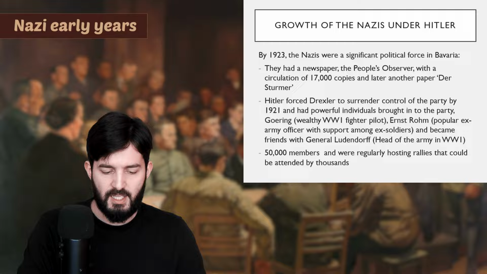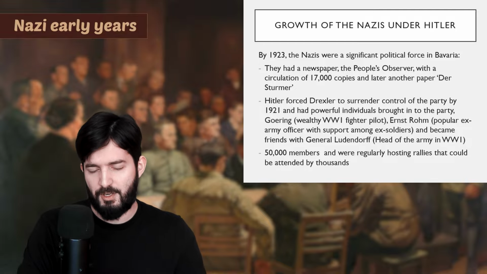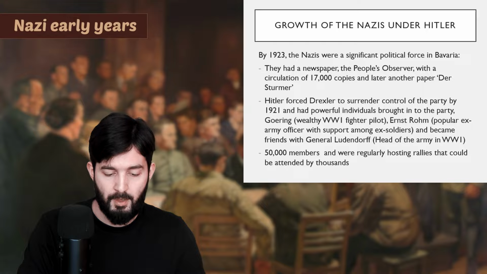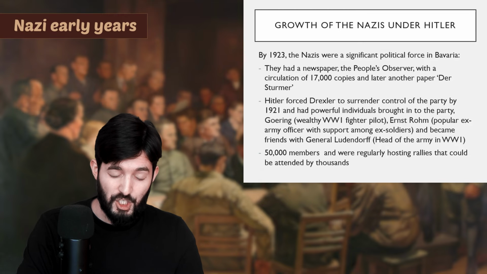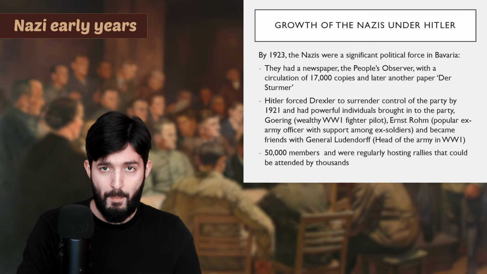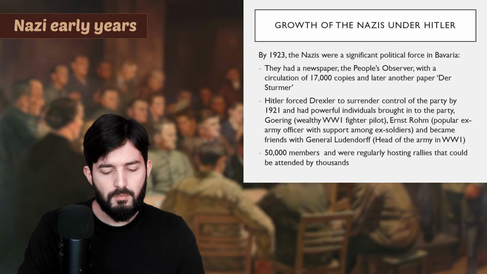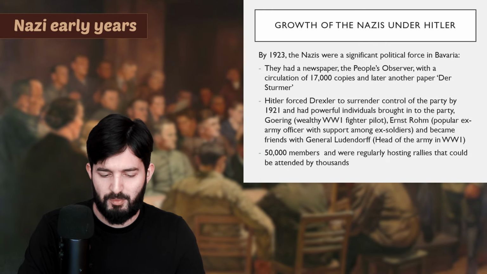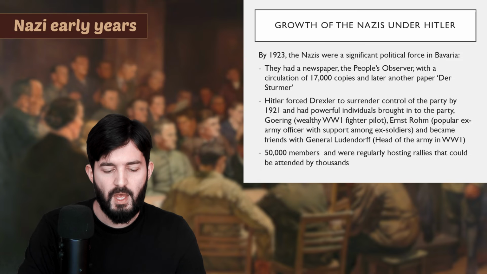So the first thing is that the Nazis, again, just to illustrate how much they had grown, were able to create their own newspaper, the People's Observer. They bought the People's Observer, which had a circulation of 17,000 copies. And they also created their own paper later on called Der Stürmer. So the Nazi Party now has two newspapers that are in circulation across Bavaria with relatively wide readership.